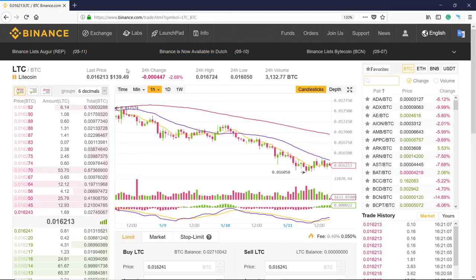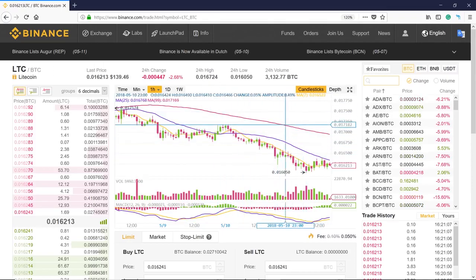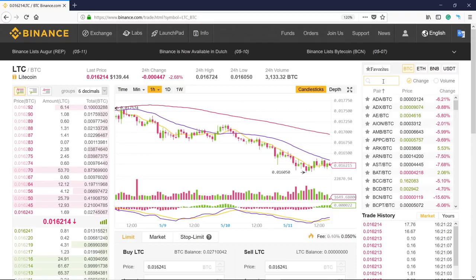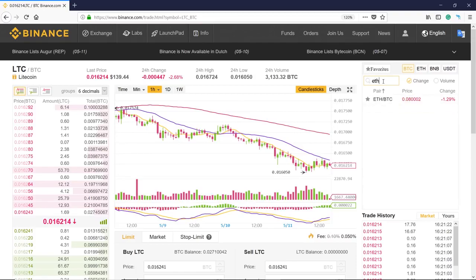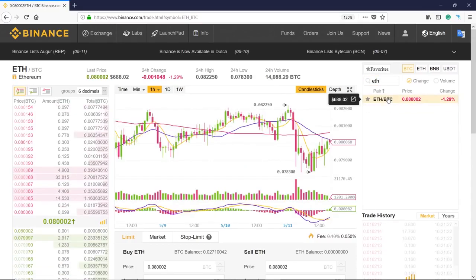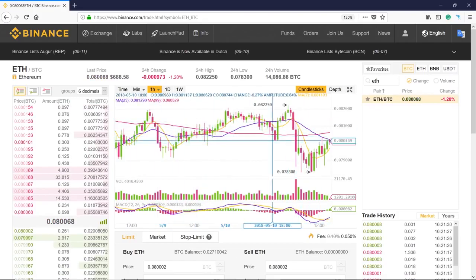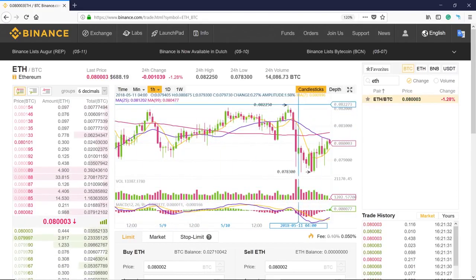So this is the chart for Litecoin. If you want to change the particular coin here and change this chart, you just put in the symbol. Every coin has a symbol. So let's talk about Ethereum, ETH. Okay, click down that. ETH for Ethereum, and you can see now everything has changed on here.